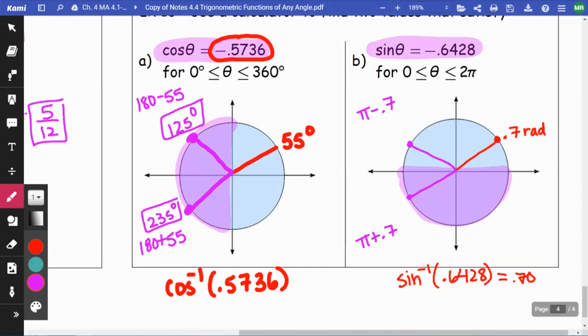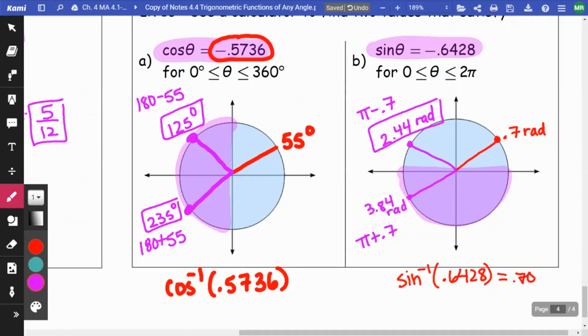Again, this is going to be 2.44 here, and again, this is radians. That's one answer. The other answer is going to be 3.84, and again, this is in radians. That's going to be my second answer.